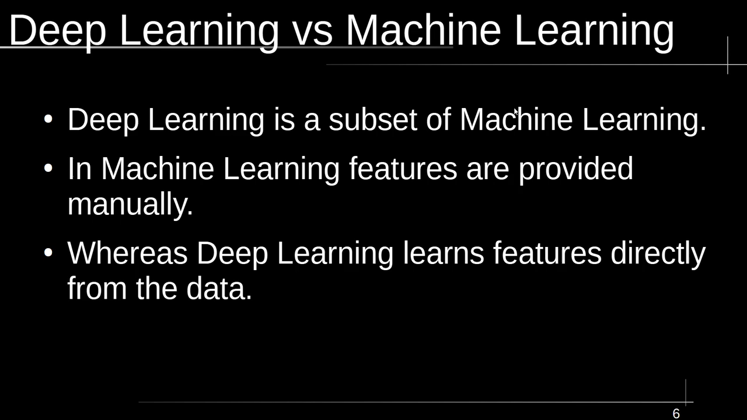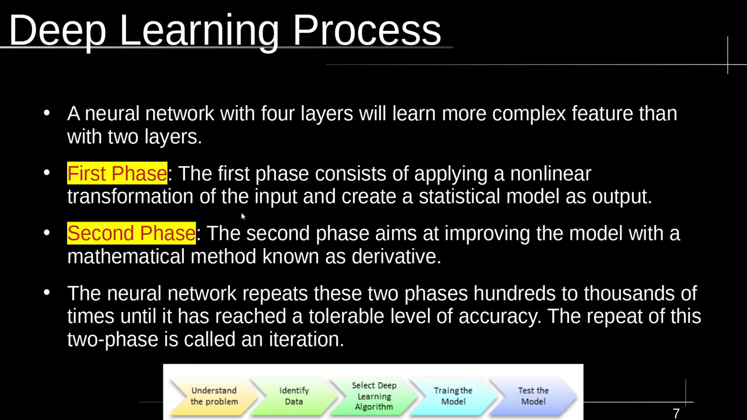Deep learning versus machine learning. Deep learning is a subset of machine learning. In machine learning, features are provided manually, but in deep learning, everything is done automatically. Deep learning learns features directly from the data. So what are the steps involved? First of all, we need to understand the problem. We need to identify the data, maybe tabular data or classification based data, then deep learning algorithms, training models, and finally testing the model and deployment in the production environment.